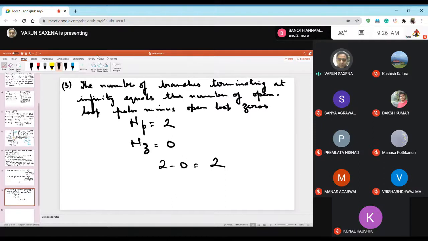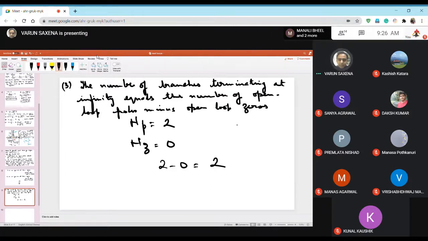Then rule 3 was, the number of branches terminating at infinity equals the number of open loop poles minus the number of open loop zeros. As I said, either the branches will terminate at some open loop poles or the branches will terminate at infinity. So we are basically calculating how many branches are going to terminate at infinity.